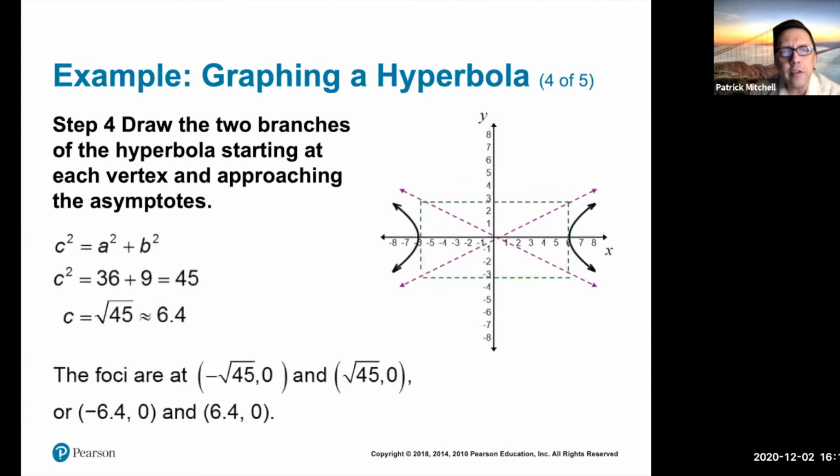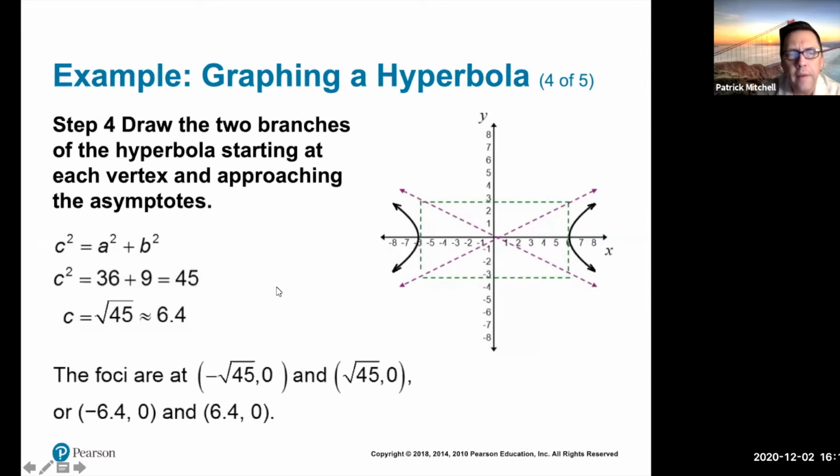All right, and so step 4 is to draw the two branches of the hyperbola starting at each vertex and approaching the asymptotes, which you see done here. So as this hyperbola goes further and further away from the origin, it's going to get closer and closer to those lines.